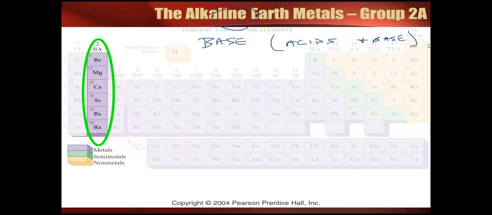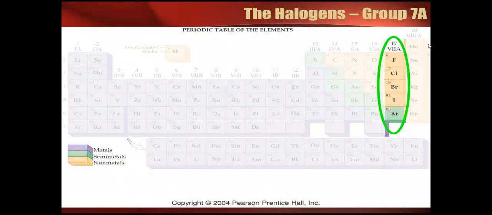Okay, so we're going to jump over now to the side. If you take a look here at group 7A with fluorine, chlorine, bromine, iodine, and astatine, those are your halogens. They are group 7A. Yes, these are the same things that are in like halogen headlights. Okay, your halogens, group 7A.